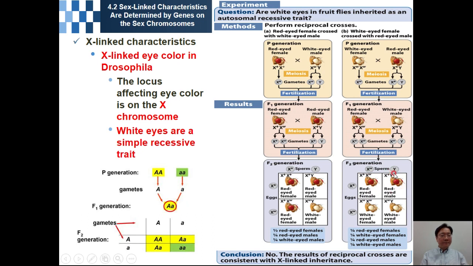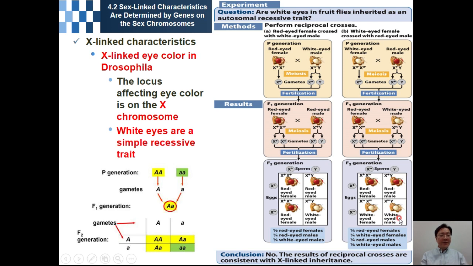How about this one? This one is X+ Y. They will show the red-eyed male. How about this one? X^W means that they will show the white eyes. How about this one? They will also show the white-eyed male.